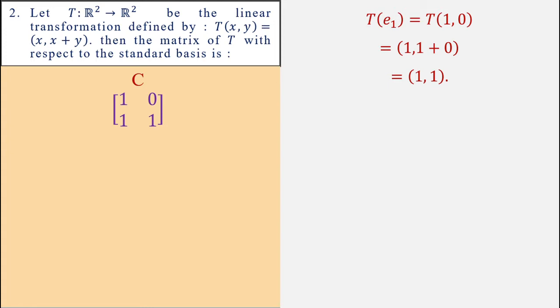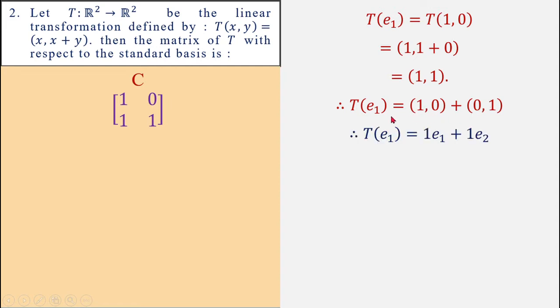So it can be written as (1, 1) is equal to (1, 0) plus (0, 1). Again, this (1, 0) is nothing but the E1 vector, and this (0, 1) is nothing but the E2 vector. So it will be 1 times E1 vector plus 1 times E2 vector. See here, this E1 vector is nothing but the standard basis for the domain, and these E1, E2 vectors are the standard basis vectors of the codomain.